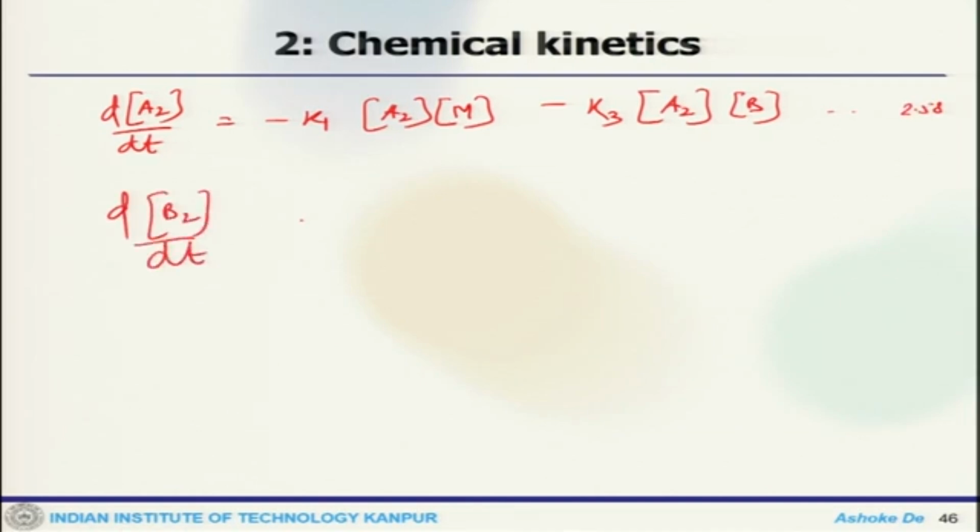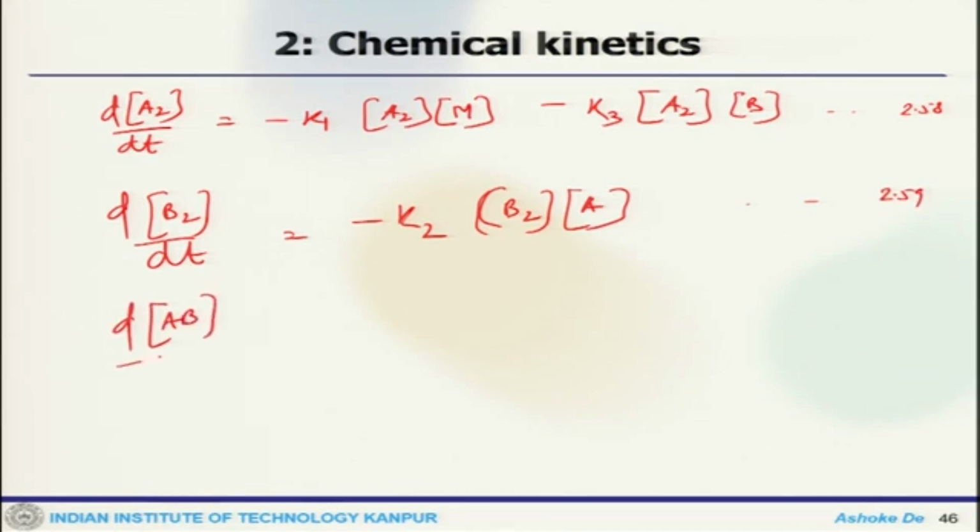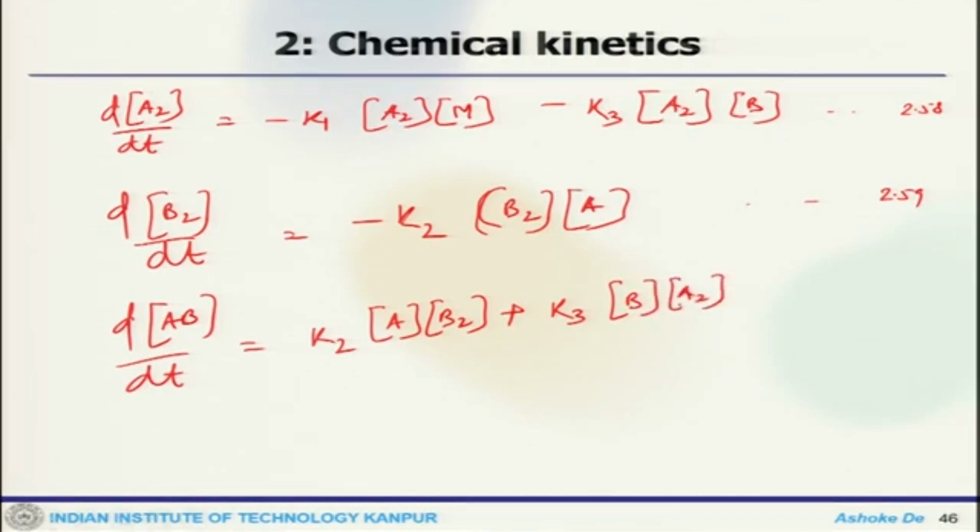dB2/dt equals K2 B2 A, and then finally you get the product species dAB/dt equals K2 A B2 minus K3 B A2 plus K4 A B M.